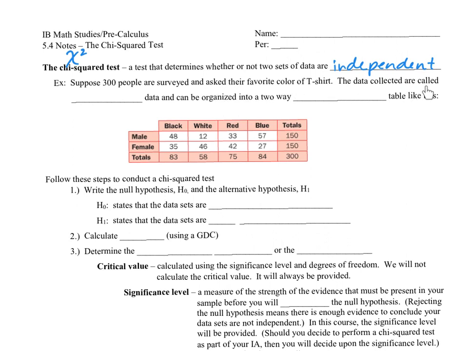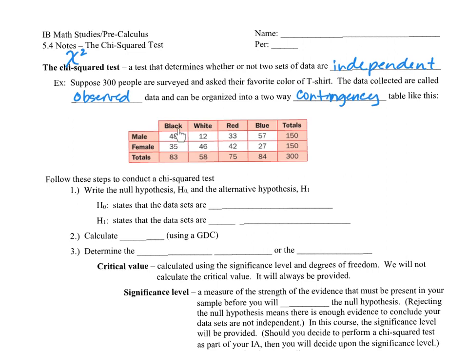Now the data that we collect are called observed data. So this isn't anything calculated, it's just what's collected in a survey, or perhaps you could look it up in a published table, but it's just data that's observed. And it can be organized into what's called a two-way contingency table. The table looks like this.